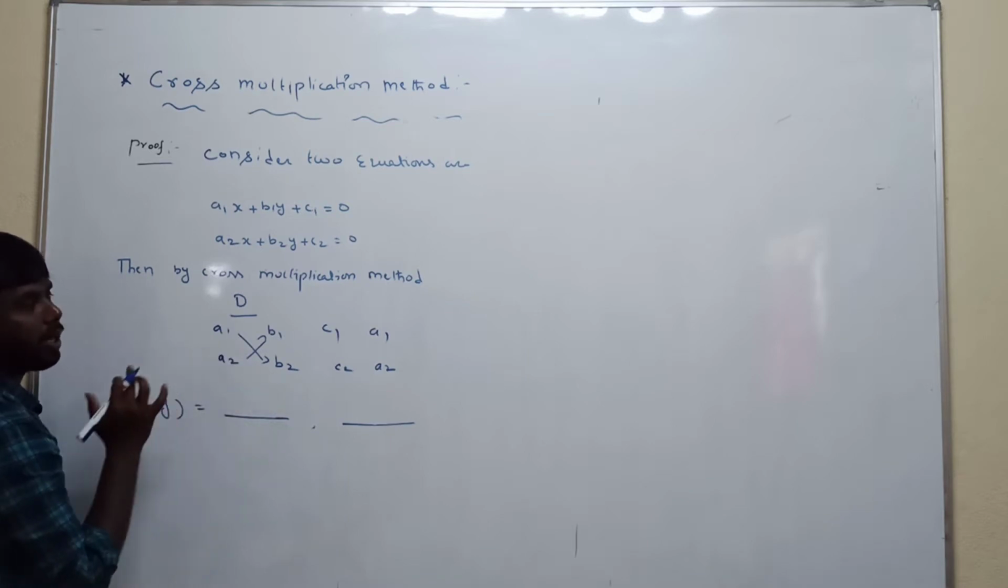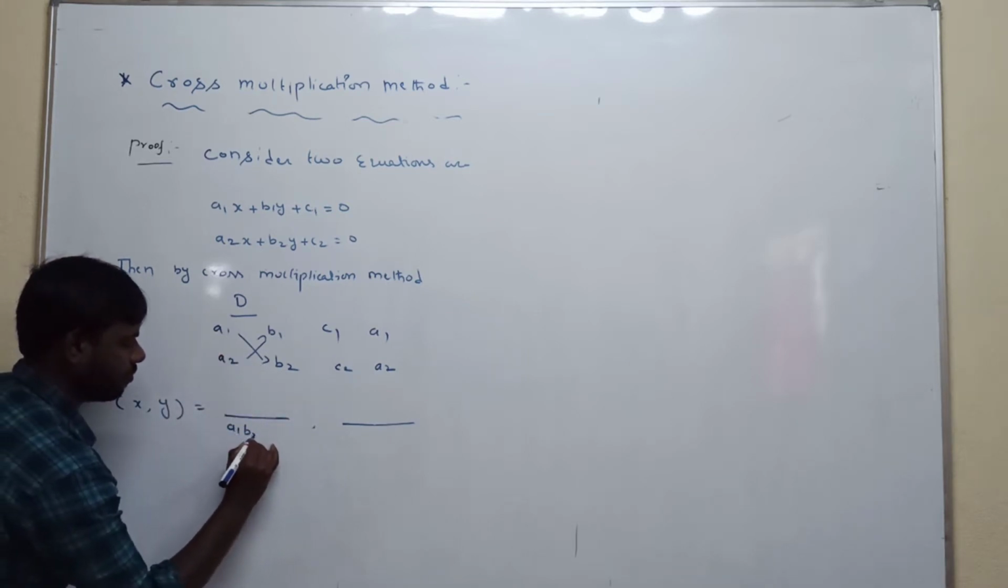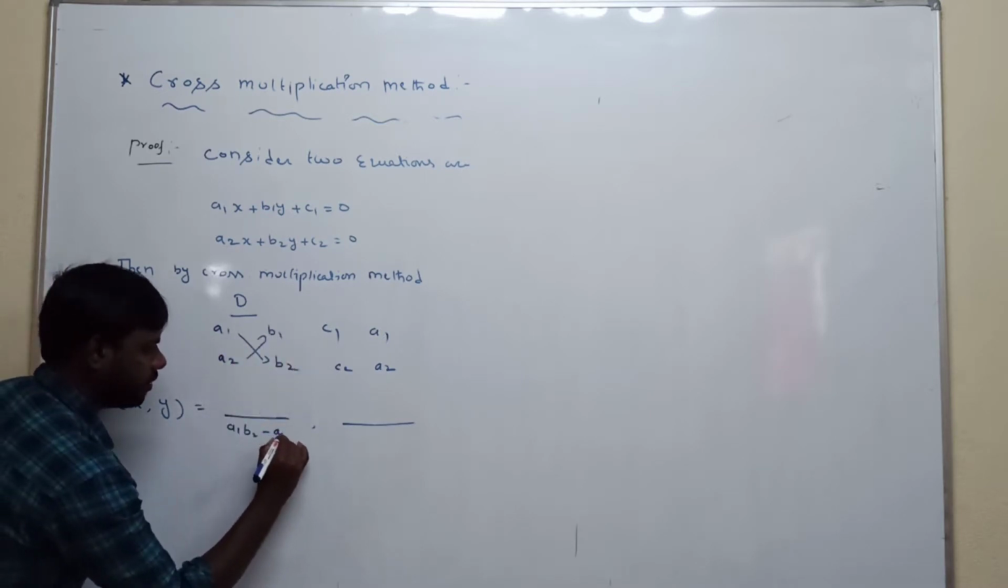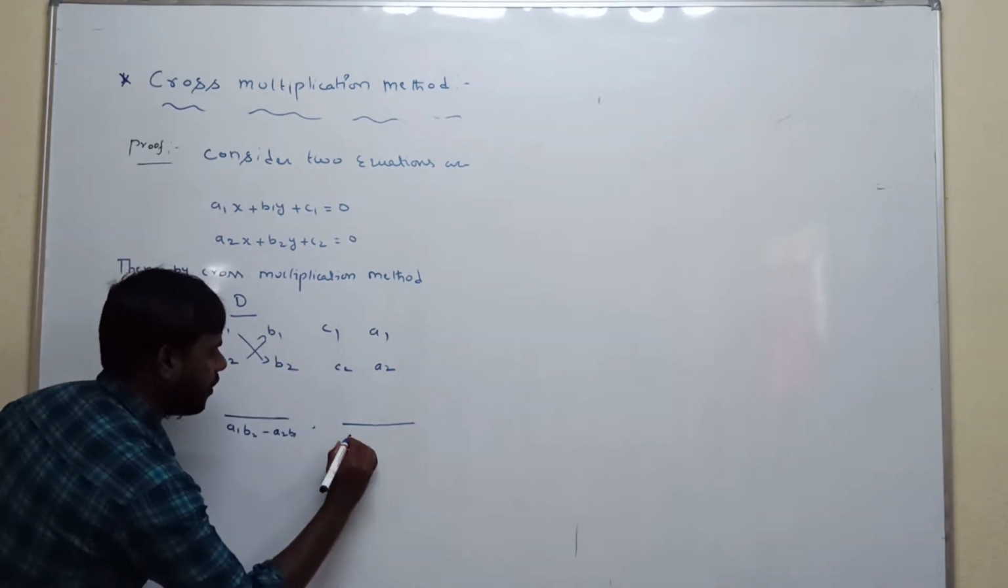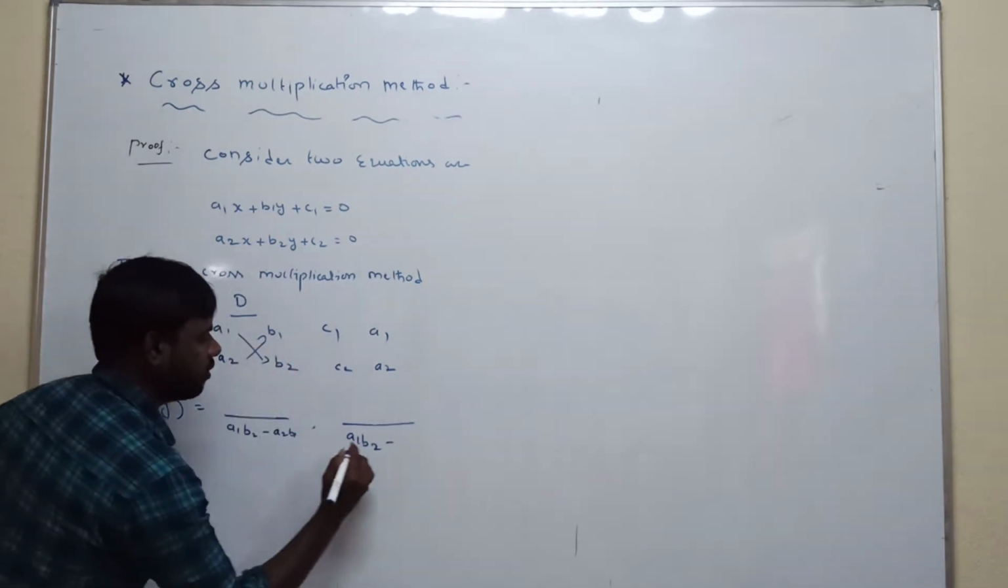Now applying the cross multiplication, a1 b2 minus a2 b1. Since the x and y denominators are both the same, we write it as it is: a1 b2 minus a2 b1.